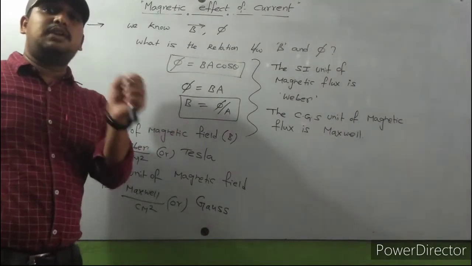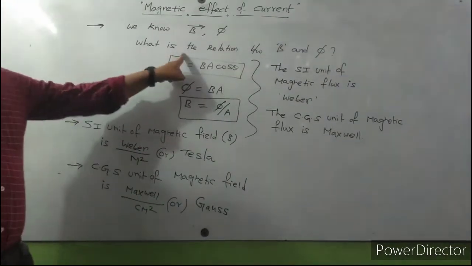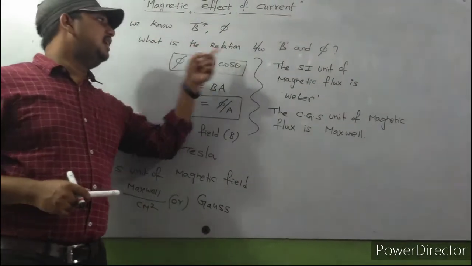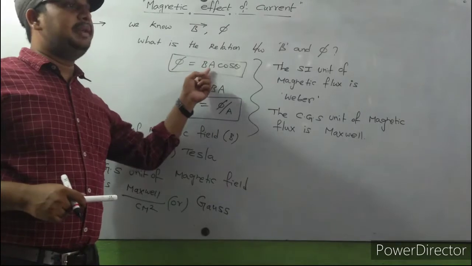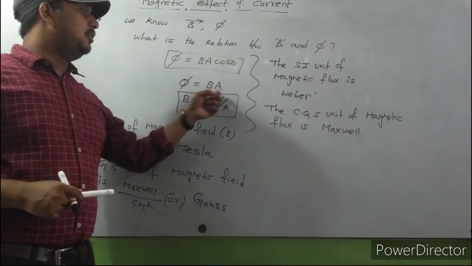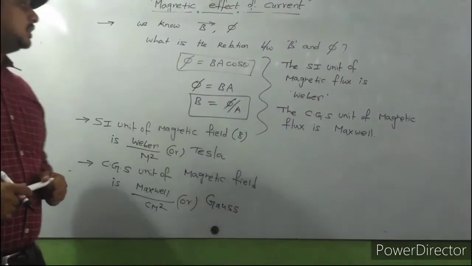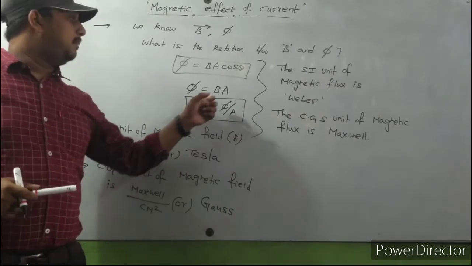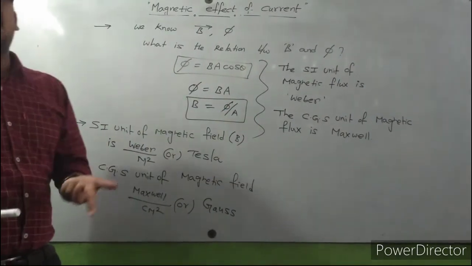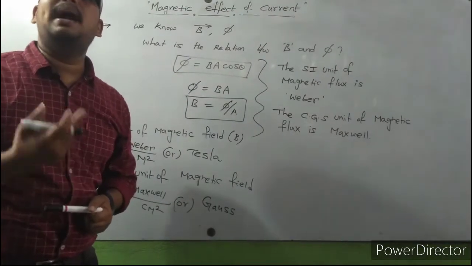I will recapitulate one more time. Please observe carefully. What is the relation between magnetic field and magnetic flux? The relation is phi is equal to BA cos theta. That means phi is equal to BA, B is equal to phi by A. That means magnetic field is equal to magnetic flux per unit area. We can define magnetic field like this.